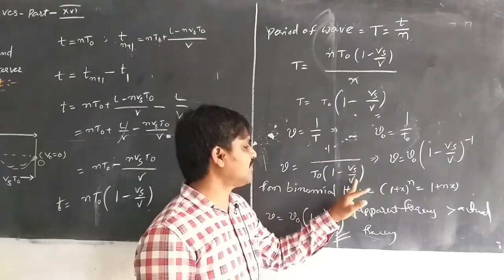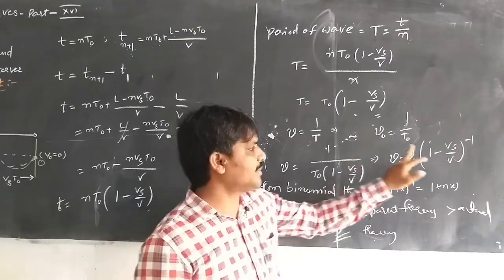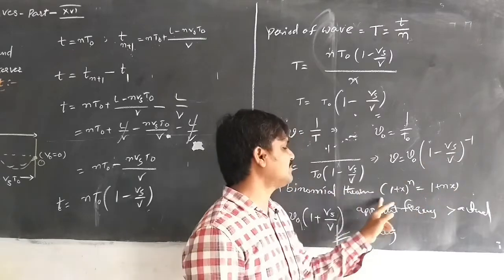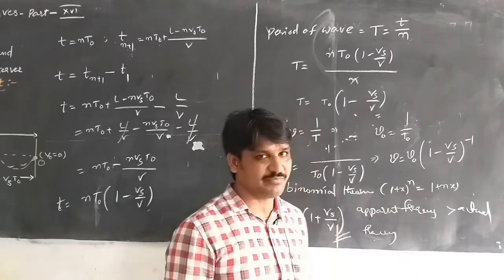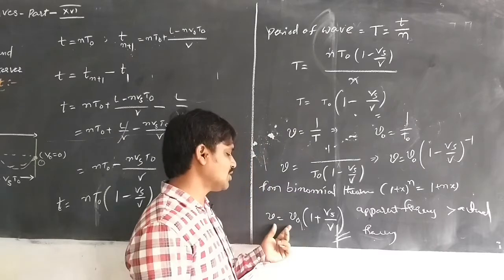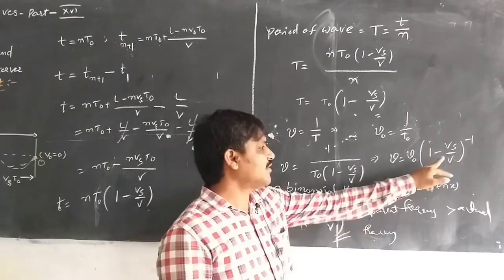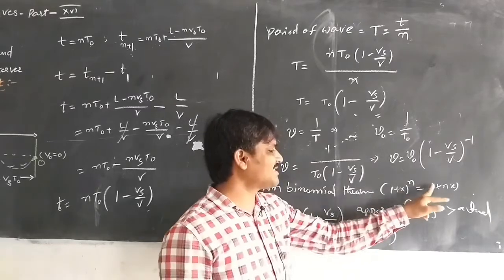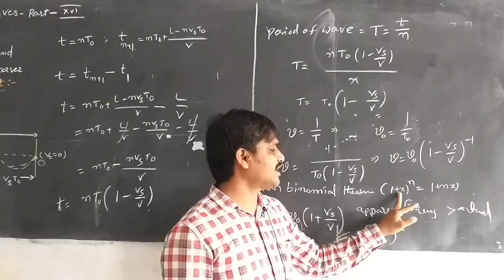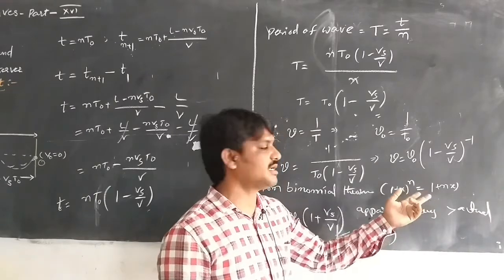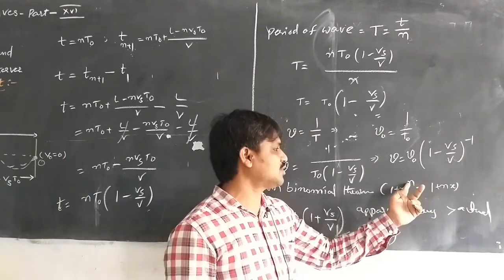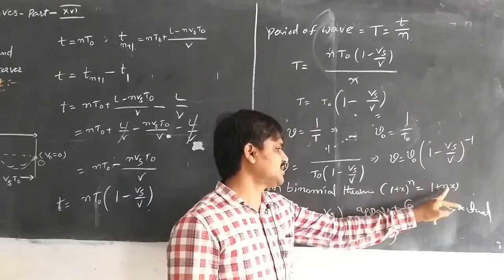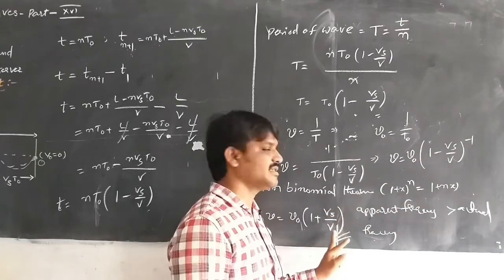Then 1 minus Vs by V, when taken to the numerator, becomes 1 minus Vs by V inverse. From the binomial theorem formula 1 plus x power n is equal to 1 plus nx, we write nu is equal to nu naught of, with Vs by V in the position of x. Here n is substituted as minus 1, so minus into minus gives plus, and 1 into Vs by V is the x position.